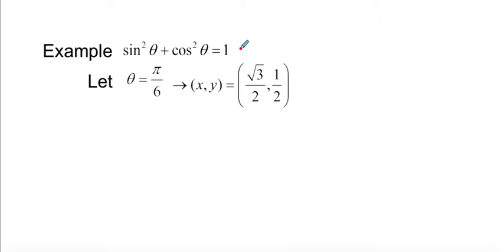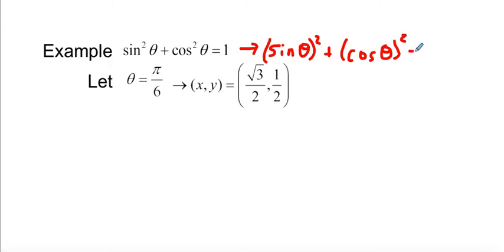So let me rewrite this another way. This sometimes makes more sense to people. You can also write this as the sine of theta, whatever that value is, you square that, and then plus the cosine of theta, squared, equals 1.